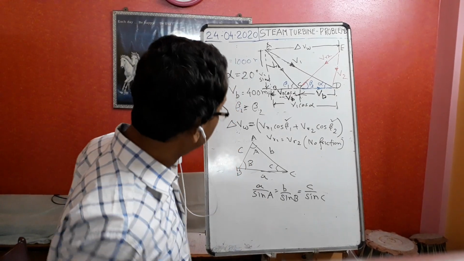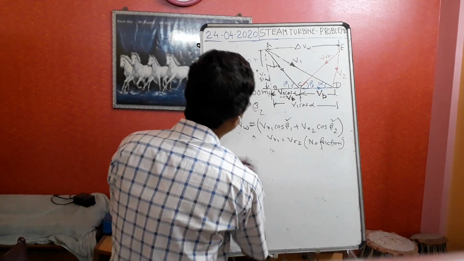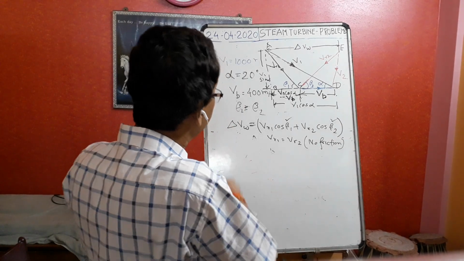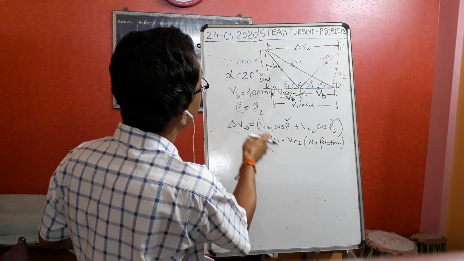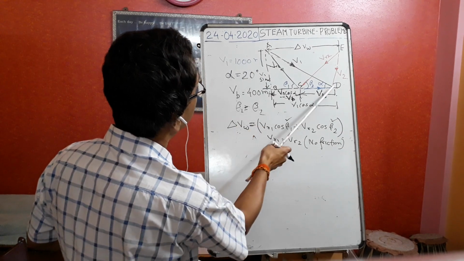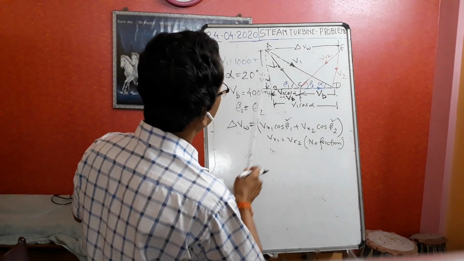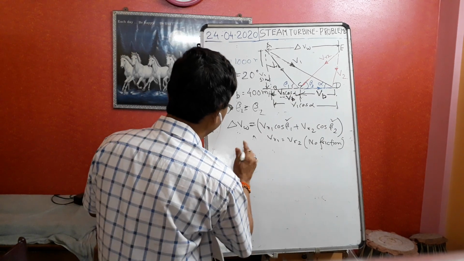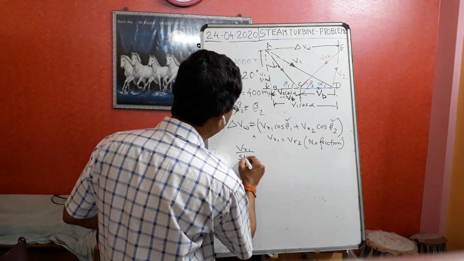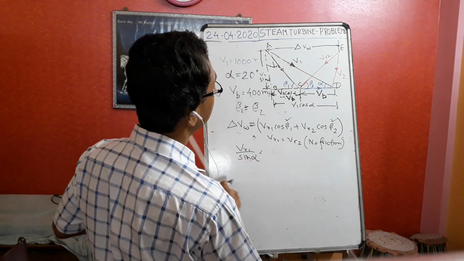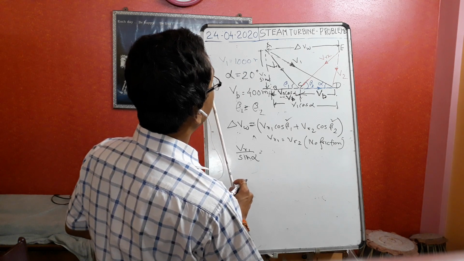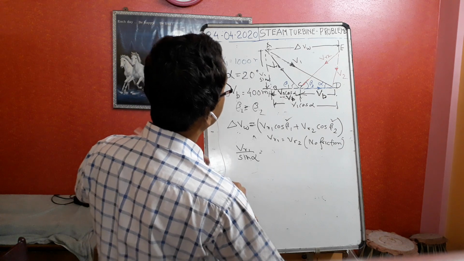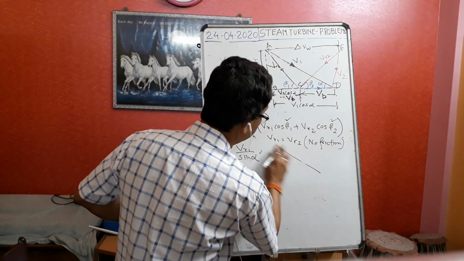Now if we know the sine law, then let us take the triangle ACD. Then what can we write? What is the angle opposite to Vr1? Alpha. So we can write Vr1 by sin alpha. Listen. Then what is the other angle? This angle is beta 1.